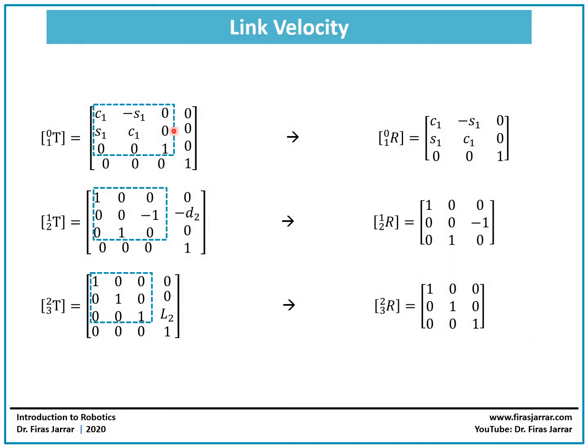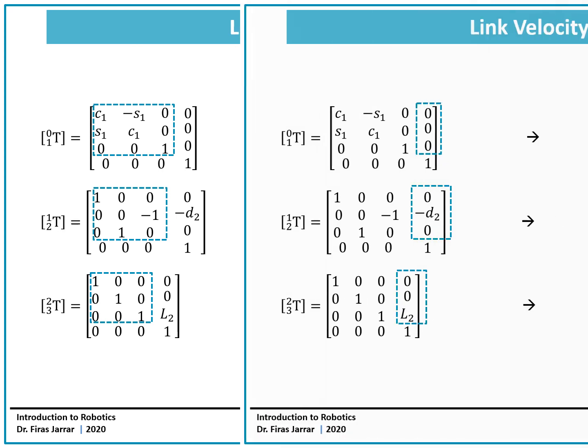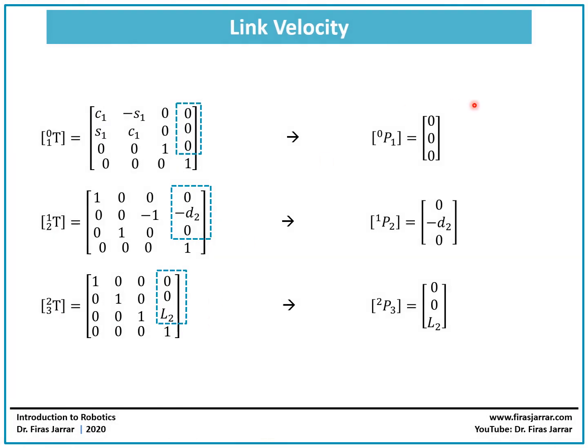And here we extract the rotation matrix for each one of them, this being the rotation matrix of frame 1 with respect to the base frame. This is for frame 2 with respect to frame 1, and this is for frame 3 with respect to frame 2. Here we extract the positions. This is the position of the origin of frame 1 with respect to frame 0, and so on.